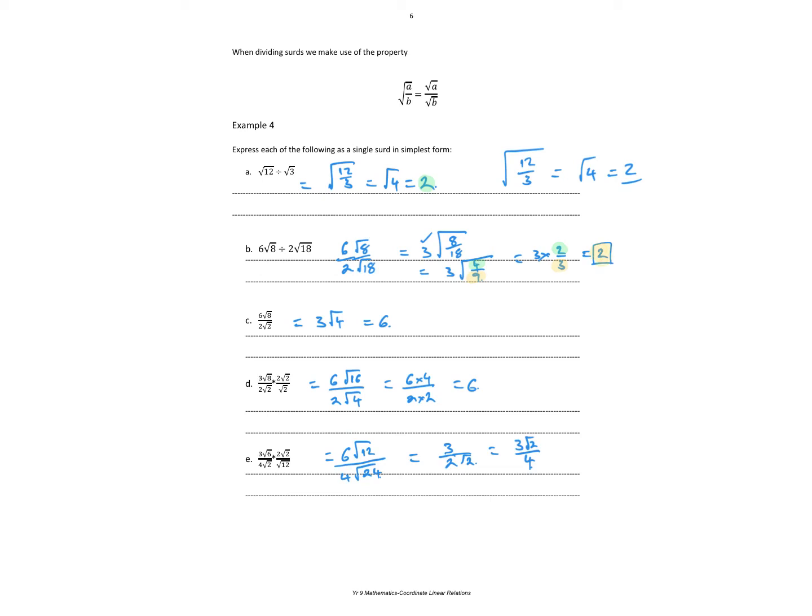There are other ways you could approach it. Similarly here, 6 over 2 is 3, and root 8 over root 2 is root 4, and the square root of 4 is 2, so I get 3 2s are 6.